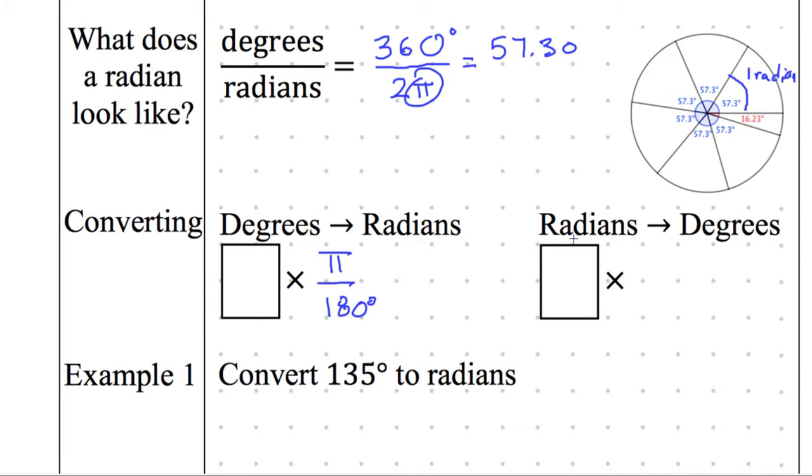Now let's do the reverse of that. What if I have radians? This box now represents radians. I want to convert to degrees. What do I multiply by? You would multiply by 180 over pi. 180 degrees over pi, yeah. Write that down in your notes. That's all you need for half of the homework.